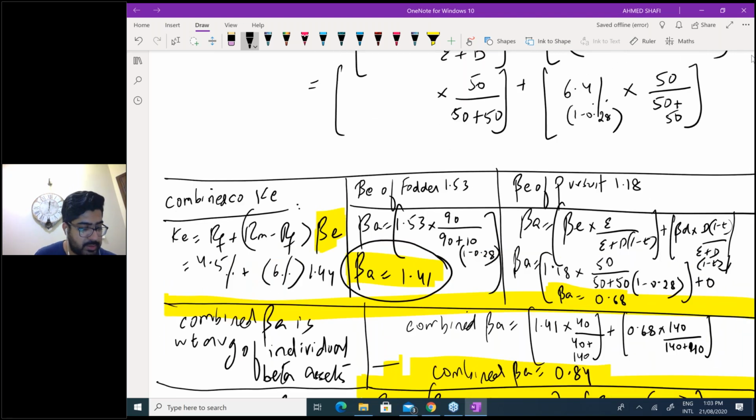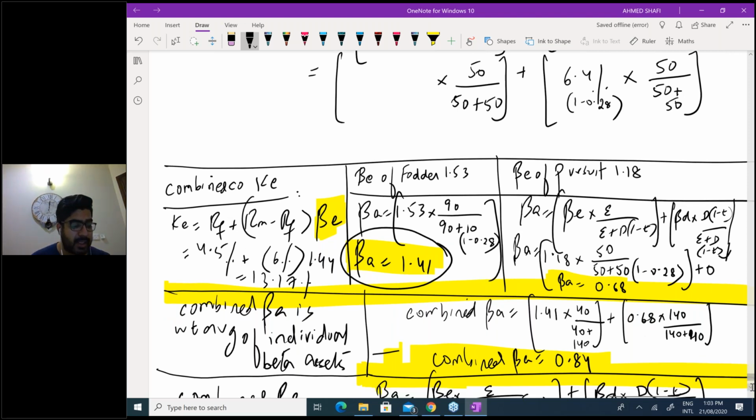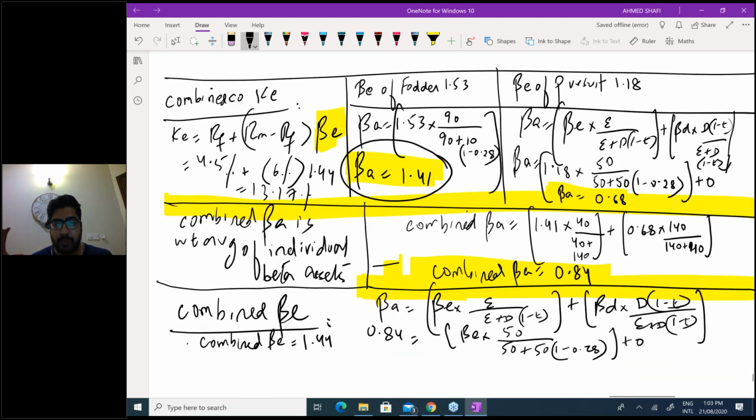We will get the combined KE, 13.17%. Here you get the combined KE, and that was what was missing. We had the combined E and D, combined beta debt, but only combined KE was missing, and for that we have to perform a hell lot of calculations. We had no information about combined beta equity, so we found combined beta asset and then re-geared it to get combined beta equity. Once we get combined beta equity, we get KE.